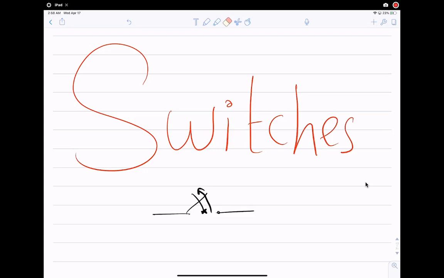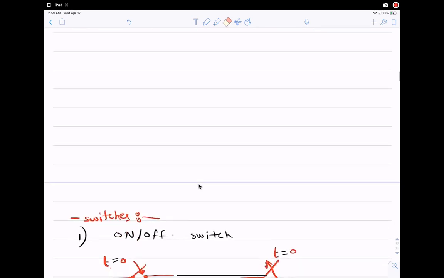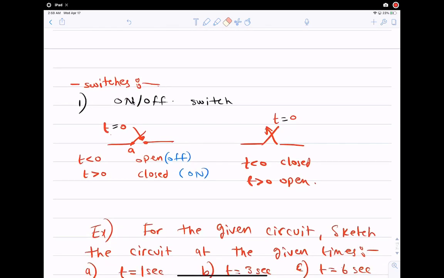Today I will be discussing switches. Now, what is a switch? A switch is a piece of wire, as simple as a piece of wire that will move or alternate between two states. Now, the first type of switch is an on-off switch. This switch either will open or close the circuit.